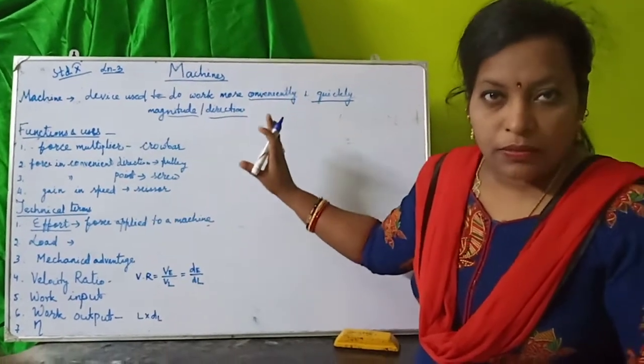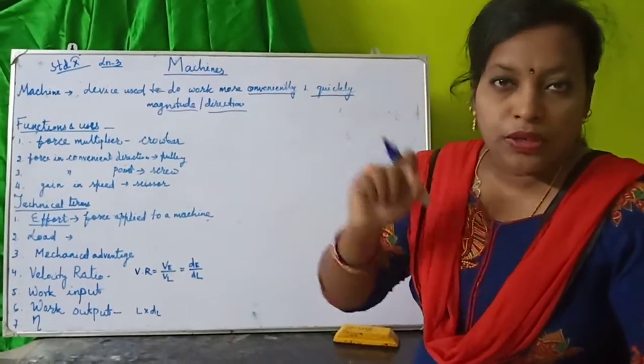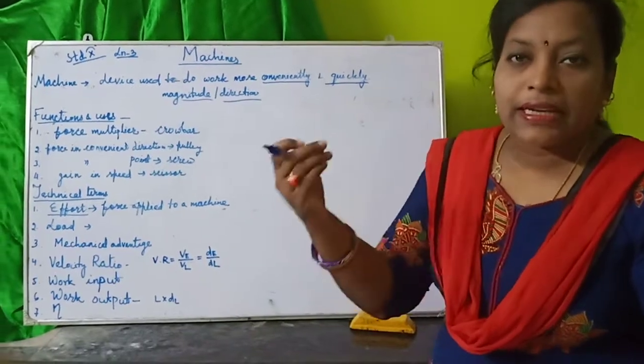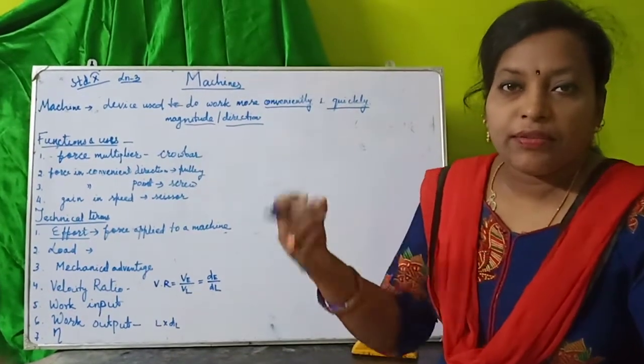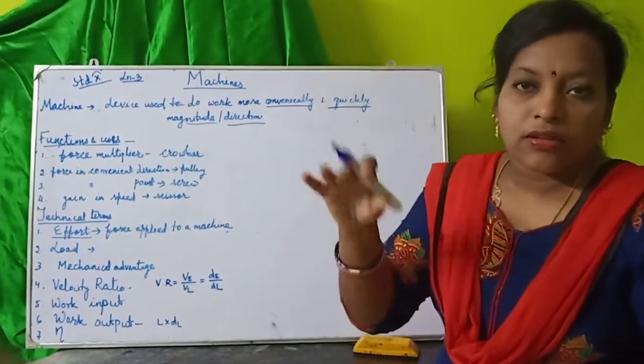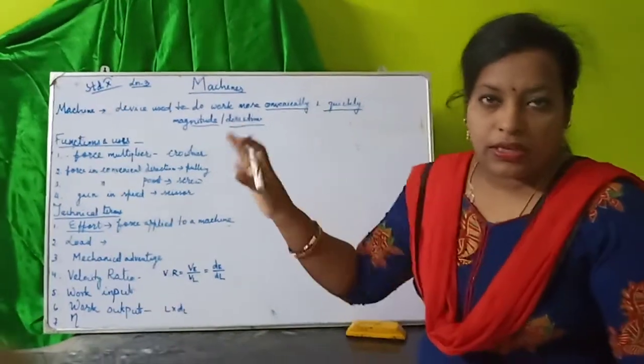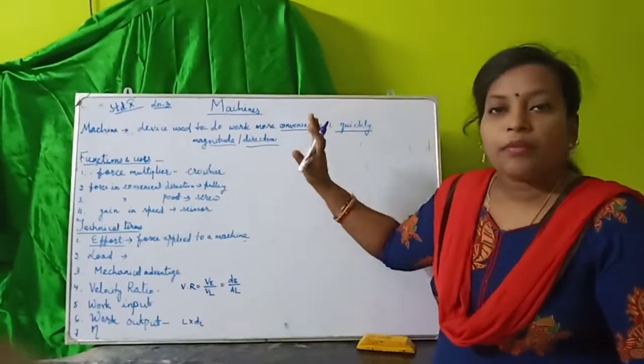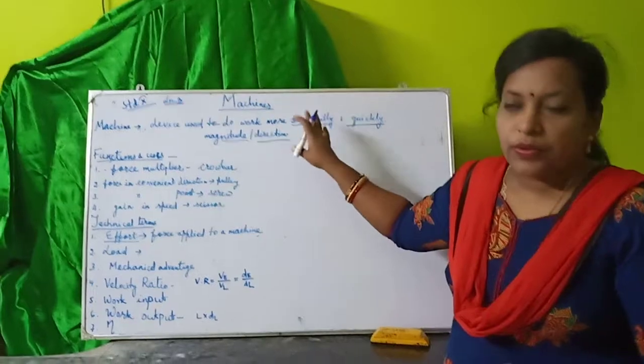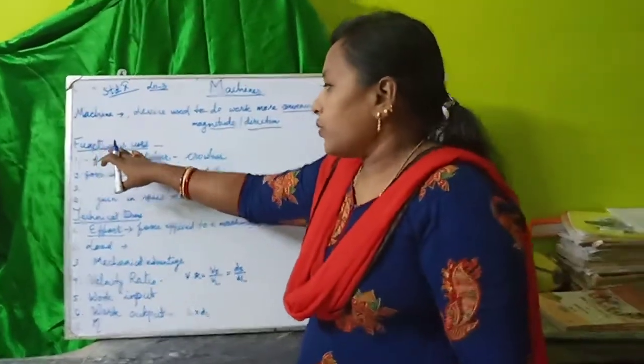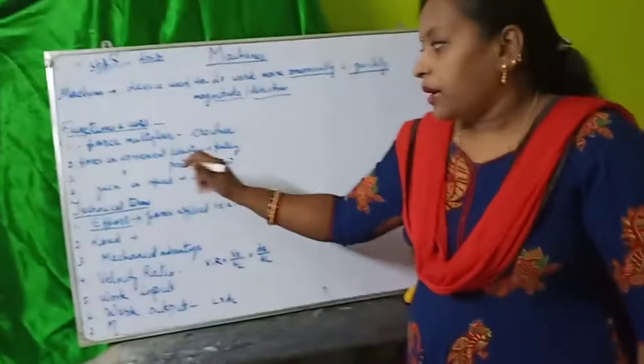There are so many examples of machines. For example, the pulley is also a machine. An inclined plane is also a machine. The lever, all that you read in your lower classes, class 1, class 2, class 3, comes under this. But whatever is in our syllabus, that we will read. Next, we should know what the functions and uses of a machine are.